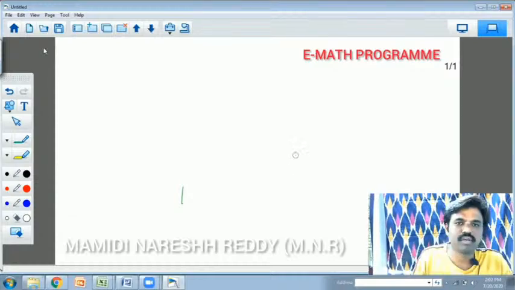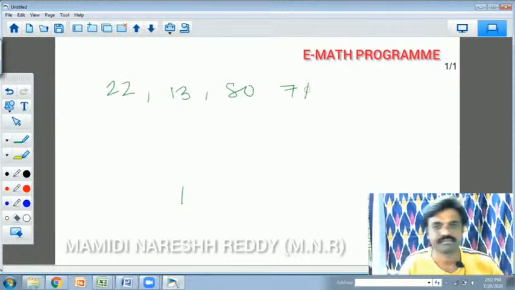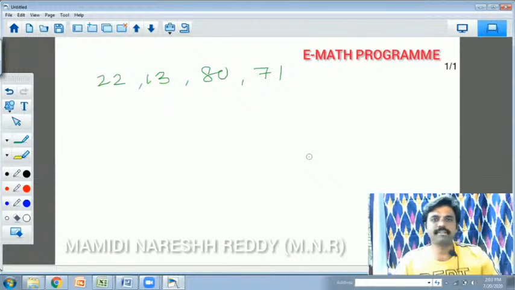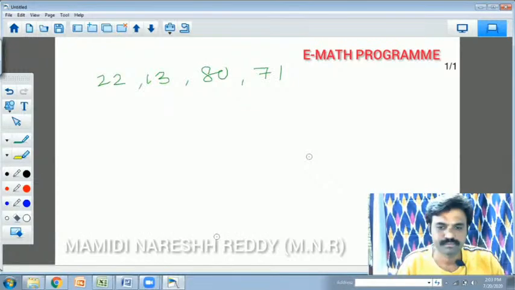Let us take the 4 numbers now. Sorry, 22, 13, 80, and 71. Now let's see the difference. Let us find the difference of each two numbers.